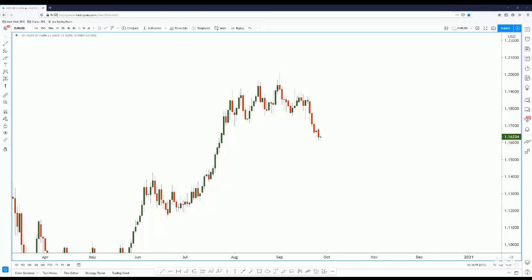Hi everyone, welcome back to another trade of the day, and for today's trade of the day I will be looking at the euro dollar.